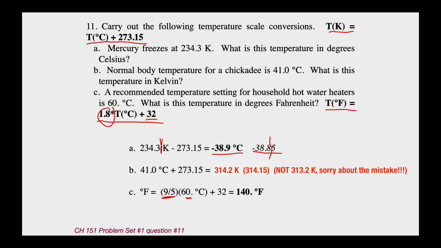Pretty chill. Again, in this class, Chem 151, and in the 200 level, we're going to focus more on Celsius and Kelvin going back and forth. Not as much with Fahrenheit, but it's a good idea to know how it works.